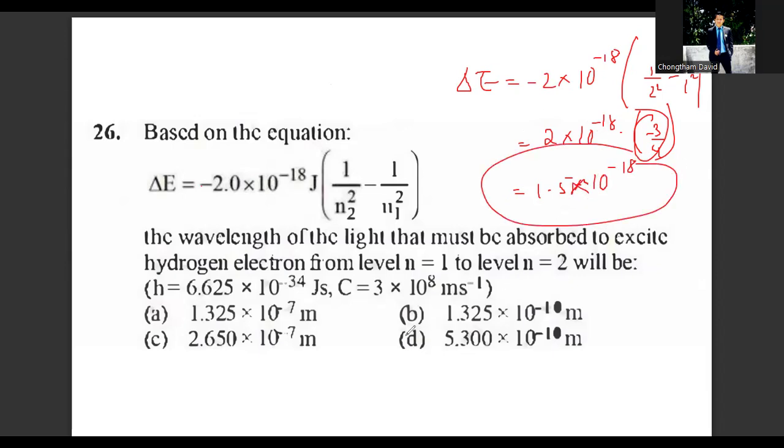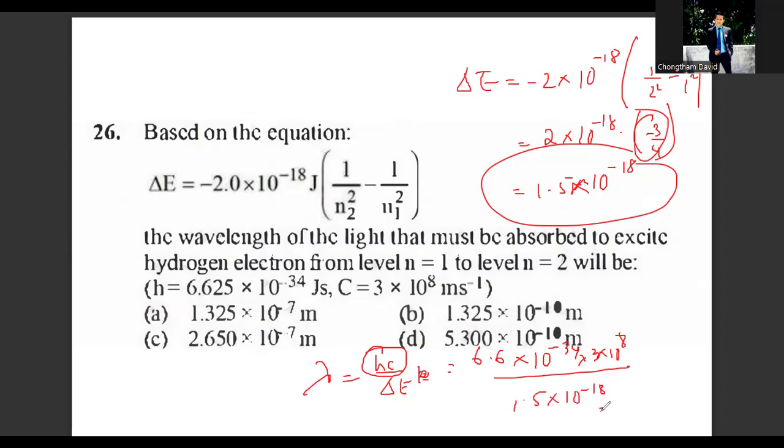That is delta E. But according to Planck's quantum theory, you have lambda equals to hc by delta E. Simply substitute the value here. If possible, learn to by heart this value. That will be very helpful in the exam. 10 to the power minus 34, speed of light, and whatever value we have got as energy.